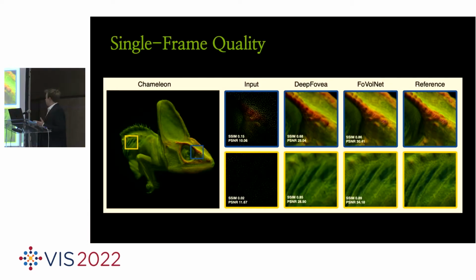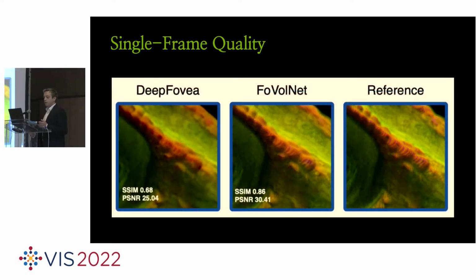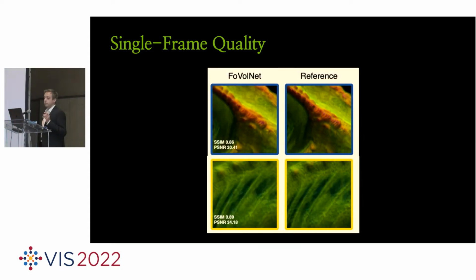Now that we've seen a video, let's look at the visual quality of a still frame. I'm showing an example here from one of our data sets. We used the chameleon data set to evaluate it, and we show two excerpts here. One is from the foveated area in blue and the other from the peripheral area in yellow. You can see that the quality of FoveNet is quite close to the ground truth. When compared to Deep Fovea, it's able to preserve fine-grained detail that we don't really get in prior methods. Both the foveated and peripheral areas of the frame are similar in reconstruction quality, and there are many more metrics in our paper.